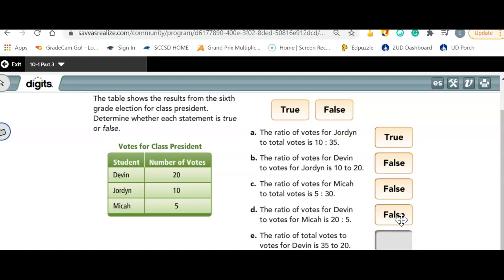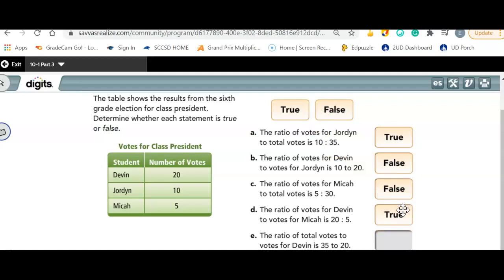Because Devin's votes are 20 and Micah's is 5. Okay. And why is it false? So you got to do it in the order, right? What comes first is Devin. Devin had 20 votes. Is 20 first? Yes. Okay. Then we have Micah. How many votes did he have? 5. That needs to come second. So is D true or false? Okay. It should be true.